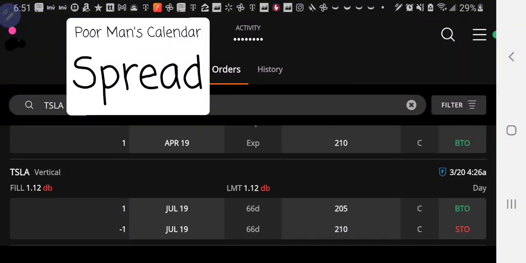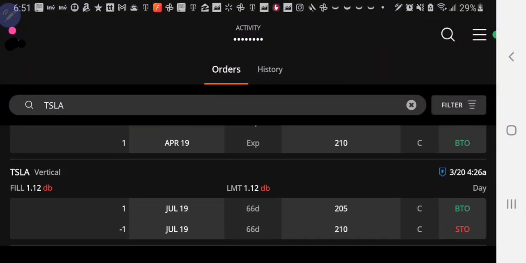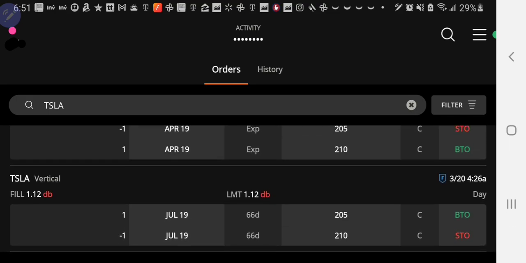Okay, I just wanted to do a quick video detailing one of my favorite strategies to use that can actually be used in a smaller account because of the buying power requirements that each position you put on may require. But I have to give a bit of a caveat there. This is with Tastytrade.